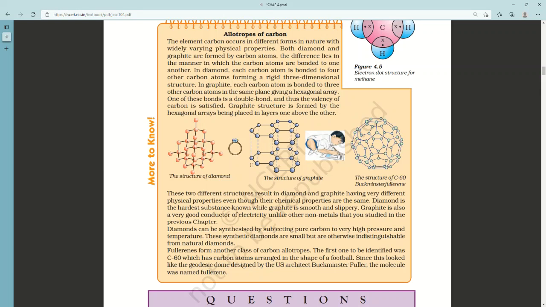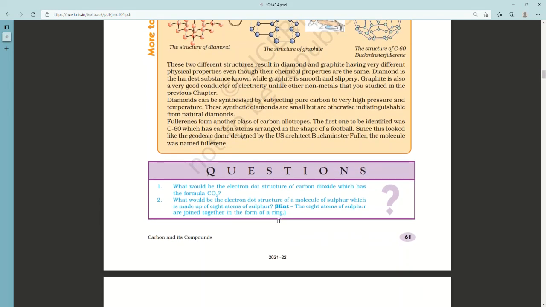In fact, we ourselves are made up of carbon compounds. The number of carbon compounds whose formulae are known to chemists was recently estimated to be in millions. This outnumbers by a large margin the compounds formed by all the other elements put together. Why is it that this property is seen in carbon and no other element?